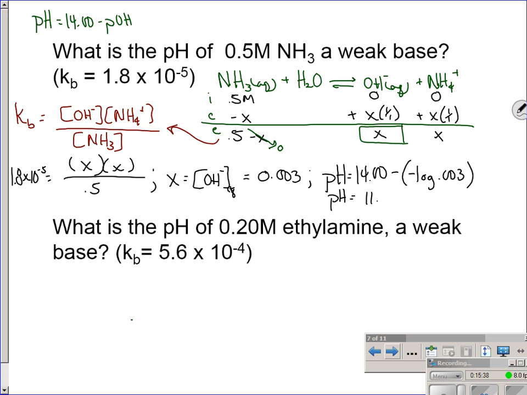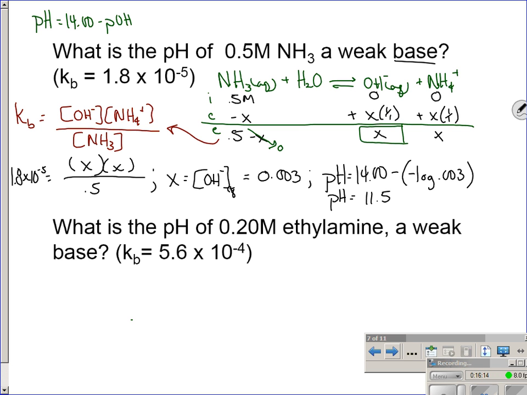11.4, 11.5. And you should always ask yourself, does the pH make sense? What we have is a base, we should get a basic pH. And 0.5 is pretty concentrated, so you might be going, but if it's a weak base, why is the pH so high? I would think that weak bases are closer to 7. And I think the thing that you need to remember is that pH is about concentration, not about strength. So you can have a really concentrated weak base, and it's going to have a very, very high pH.